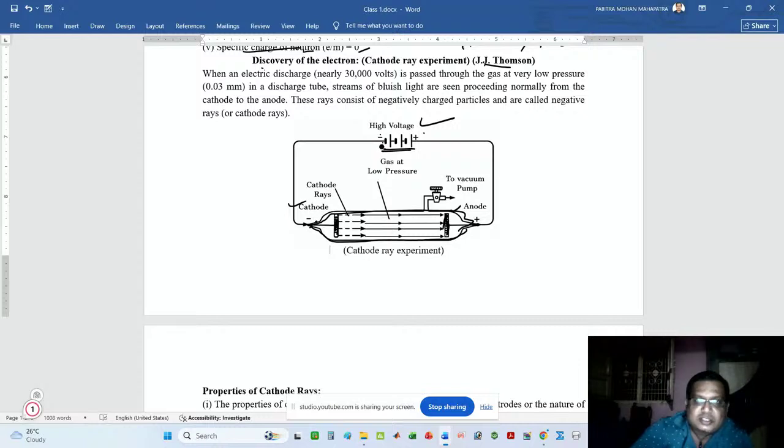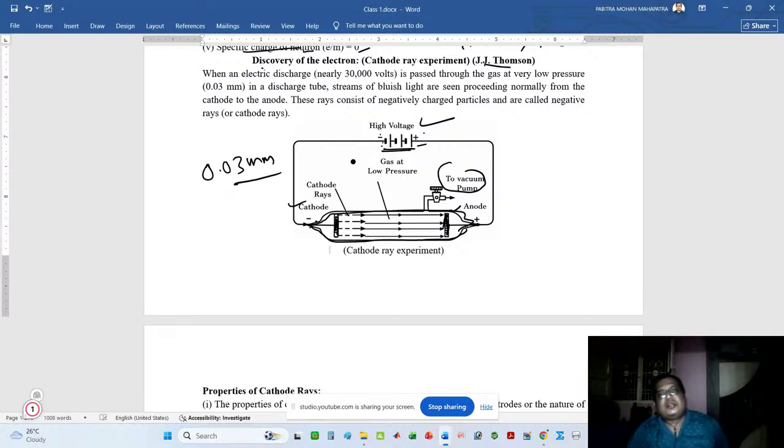The cathode is joined with the negative part of the battery, while the anode is attached with the positive part of the battery. Here a vacuum pump is fitted with the discharge glass tube, because it removes the air and maintains a pressure of 0.03 mm. Look at that. The high voltage means a voltage nearly equal to 30,000 volt.